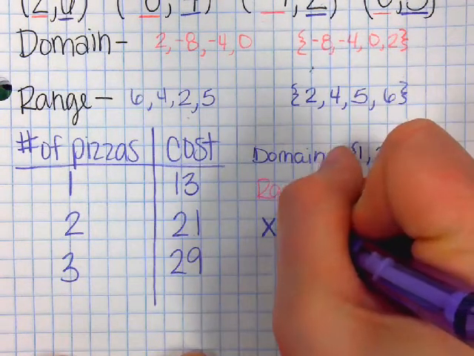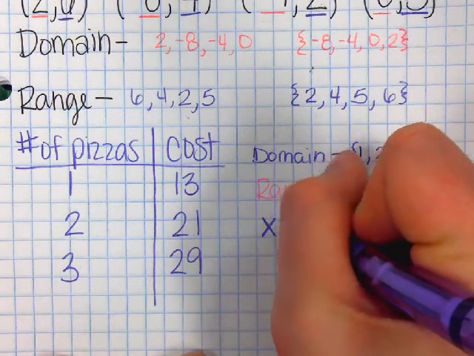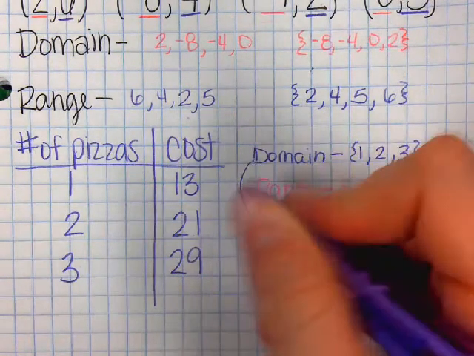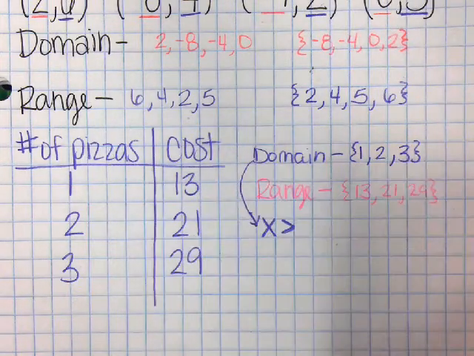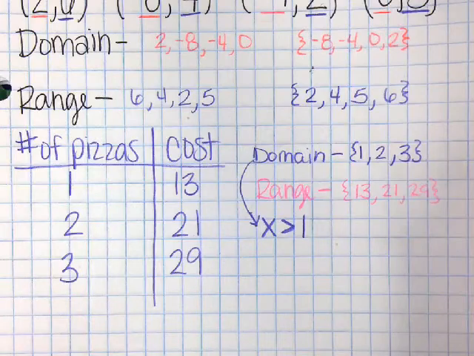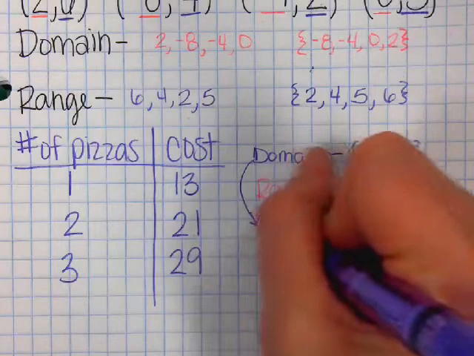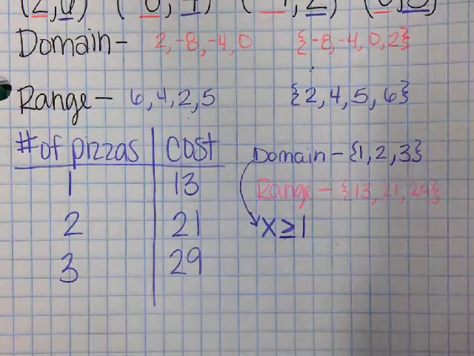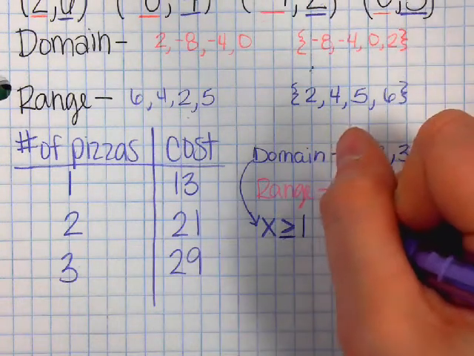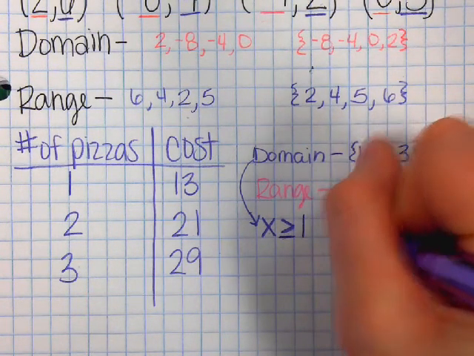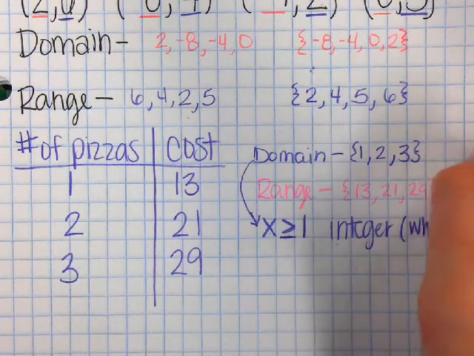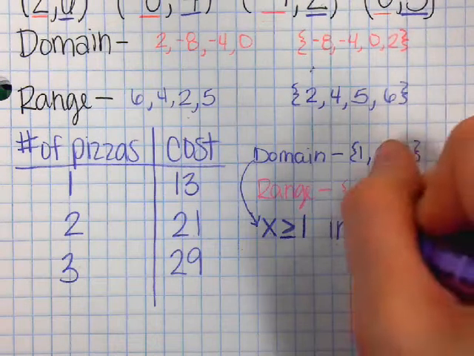So you can say x is any number greater than. Remember that symbol right there that you saw, and this is domain. x is greater than 1. So you can order any number of pizzas greater than or equal to 1, because you can actually order 1 pizza, as long as it is an integer, which just means whole number.